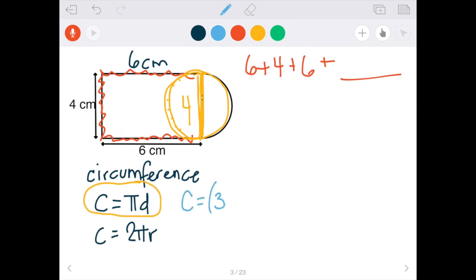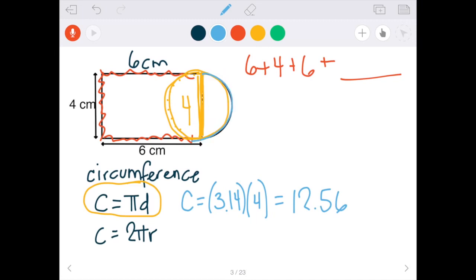And I should use pi. We always use 3.14 for pi. And then 4 is the diameter. Now, when I multiply 3.14 times 4, and I need to turn my calculator on, we get 12.56. But we have to stop for a second and think.